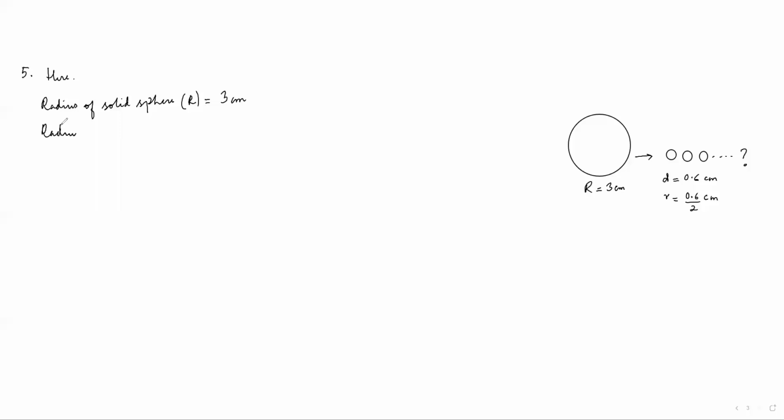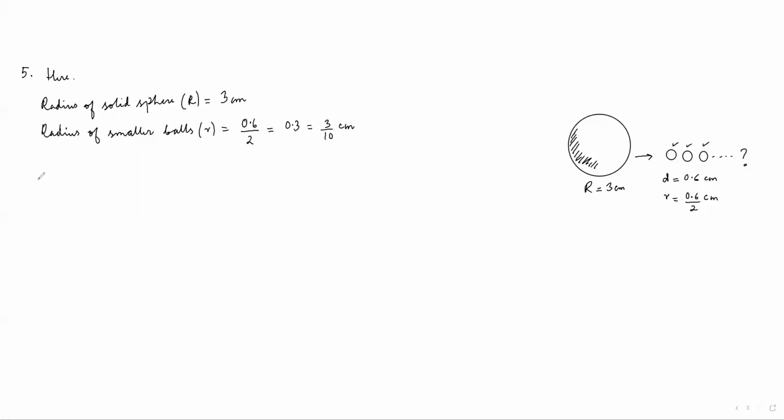So radius of smaller spherical ball, small r, is 0.6 divided by 2, which is 0.3, that is 3 by 10 centimeter. You can cancel the 0.3 as well.